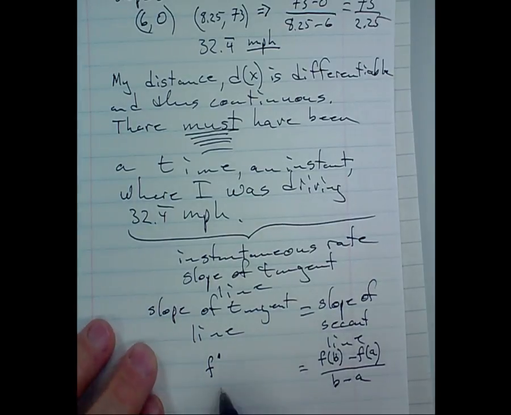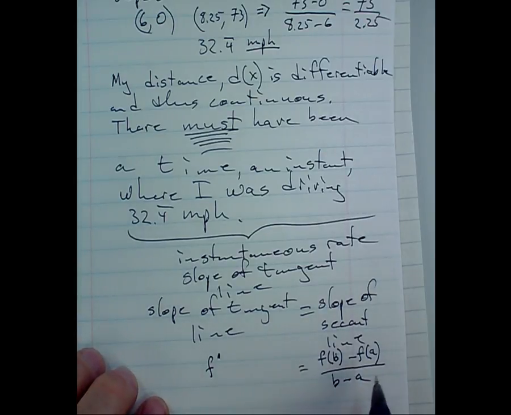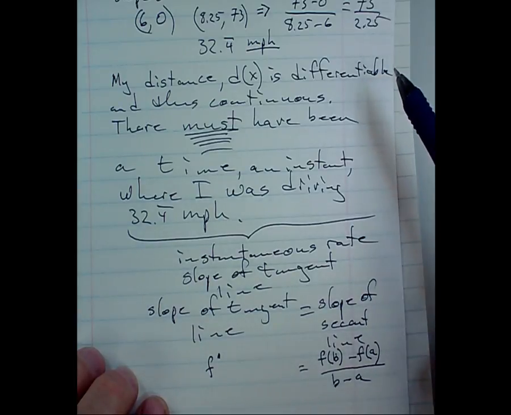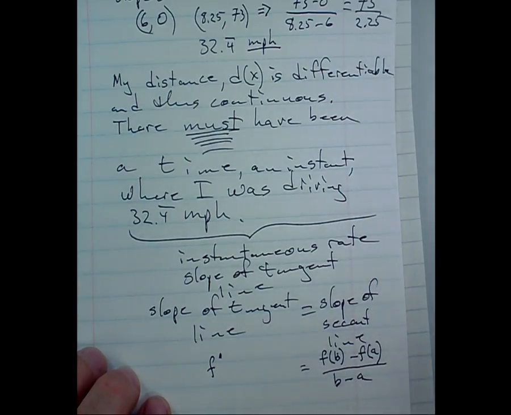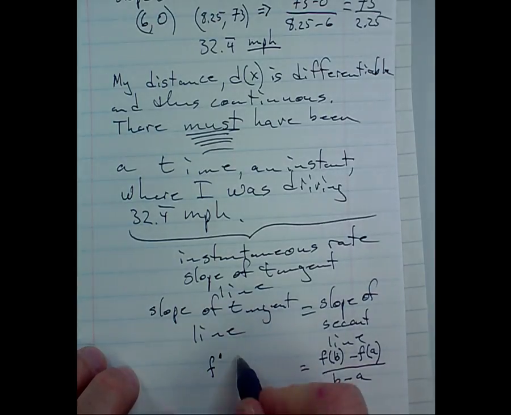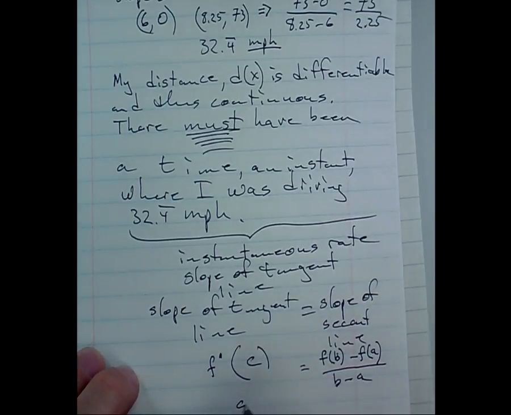Do I put a into here? In other words, at 0, 0, was that where my instantaneous rate was? Was it at 8.2573? Where was it? Somewhere in between, correct? So I got to have a letter that represents somewhere in between. What letter do you think we should pick? C. And we know C is somewhere in between A and B.